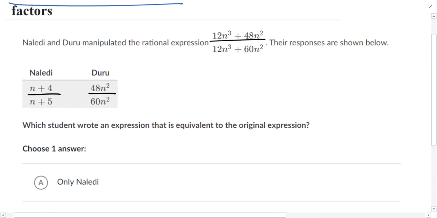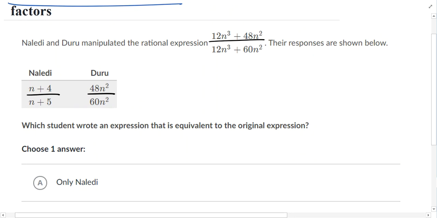Now the question is, these two students manipulated this rational expression and their responses are shown below. So essentially when we manipulate, that means simplify. So they've simplified these rational expressions and one person got this answer and the other got this one. So let's see who was right.